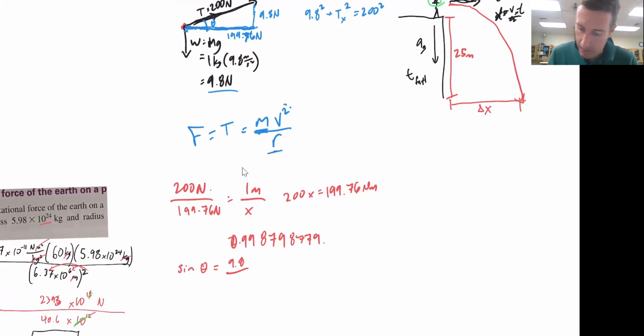So the sine of theta is 9.8 over 200. So if I do 9.8 divided by 200, enter, sine of the answer, 2.8. Okay, good. So I'm doing it right. So theta is 2.8 degrees.